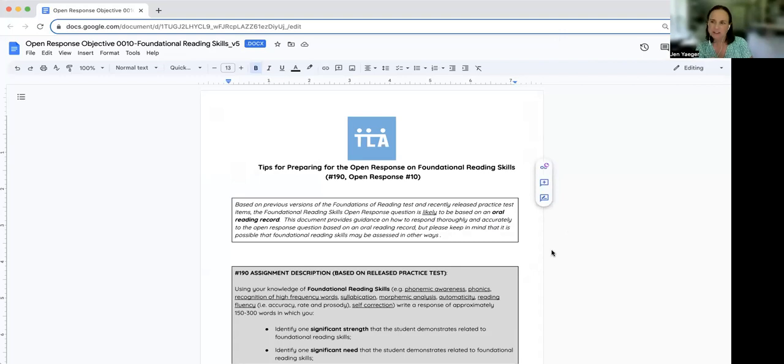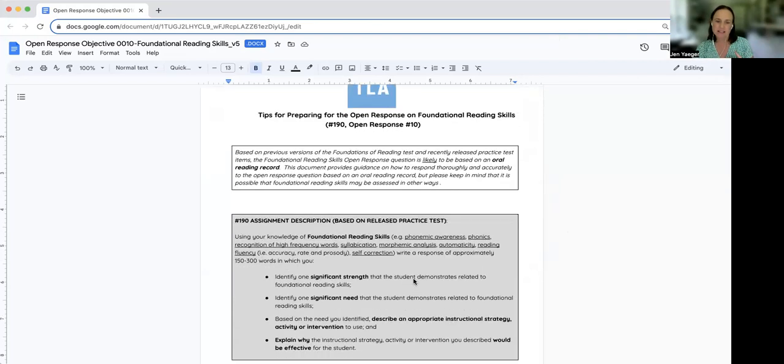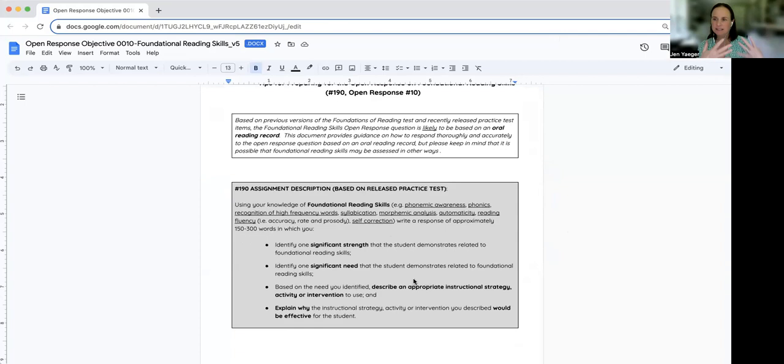So here's the tip sheet that I've created that you can download from the comments below. And what you'll see is that I have included the sample language that came from the release practice test. While I cannot guarantee it will be the same, this is very similar to the original version of the open response question for this portion of the test, but with some changes. So I think that there's a good chance it will look just like this, but again, can't guarantee anything.